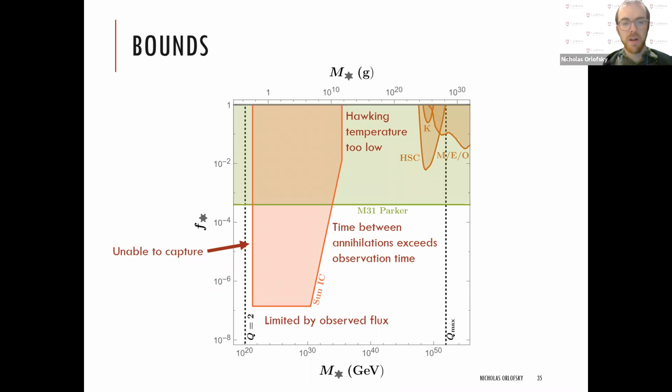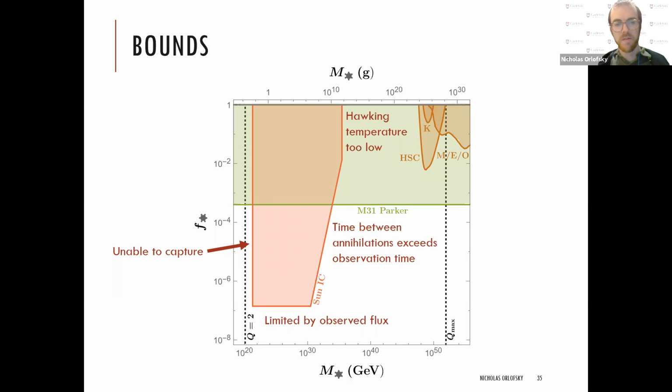The bottom is limited by the observed flux, so that's just comparing the number of neutrinos you expect versus the number that you observe. The slanted portion is where the time between annihilations would exceed your observation time. And then finally, at the top is where the Hawking temperature is too low and you wouldn't detect these neutrinos at all at IceCube.